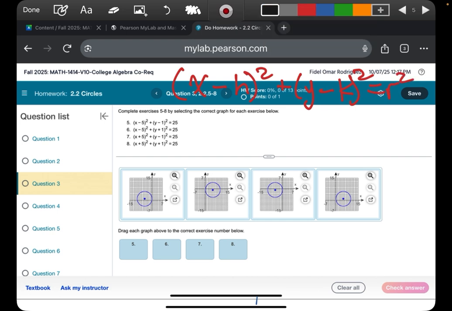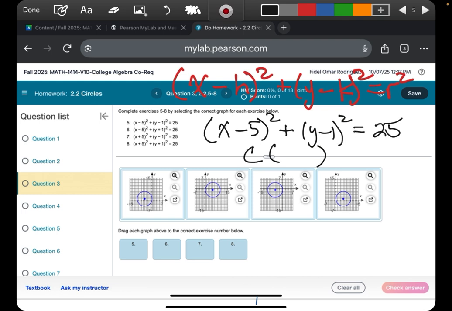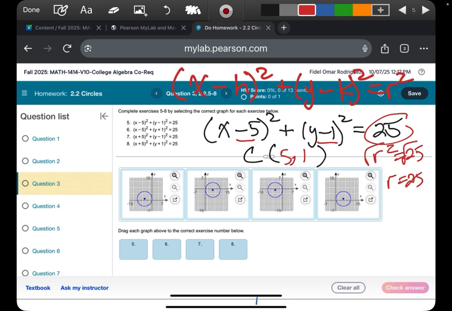Take a look at my first problem: (x − 5)² + (y − 1)² = 25. The way I find the center of my circle, y'all, I'm just going to change those signs. So if it says −5 and −1, it's going to be +5 and +1. Now the last number here is the radius squared. So if I want to find the radius, I take the square root, and the square root of 25 is just 5, right? So let's say our radius is going to be 5.